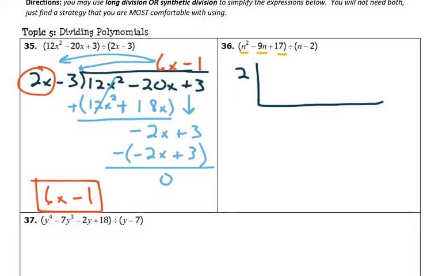So here we go. The first coefficient, for n squared, is 1. It's 1n squared. The next coefficient is negative 9. And the last coefficient is 17, which is the constant. Remember, the first thing that we always do is bring down the 1. So that 1 is going to be here. And then we multiply: 2 times 1 gives us 2.